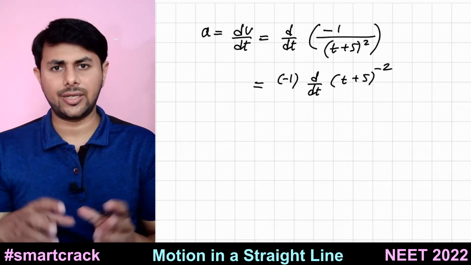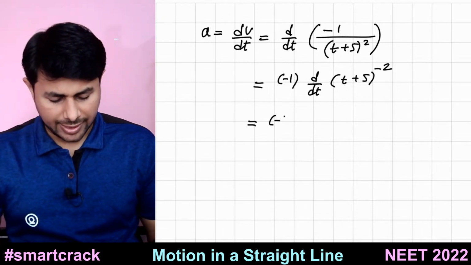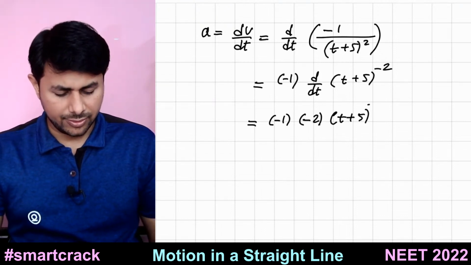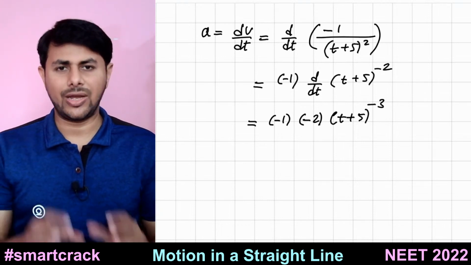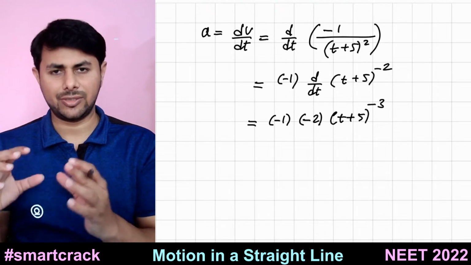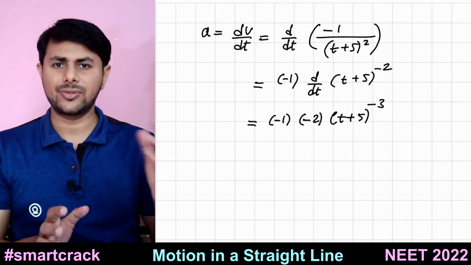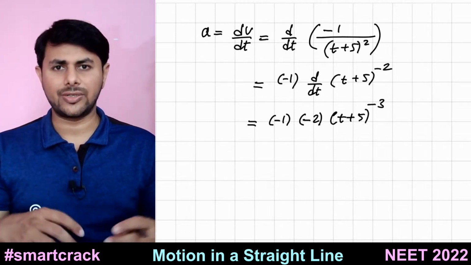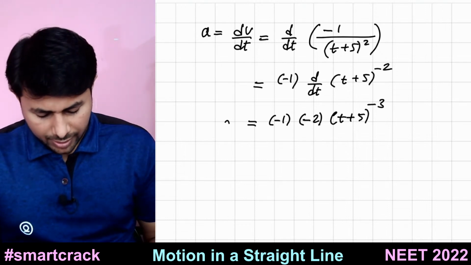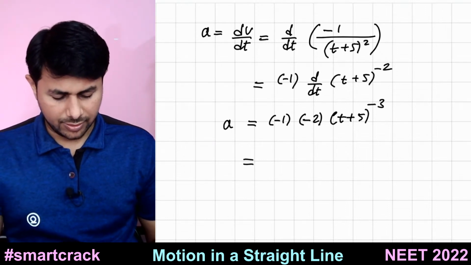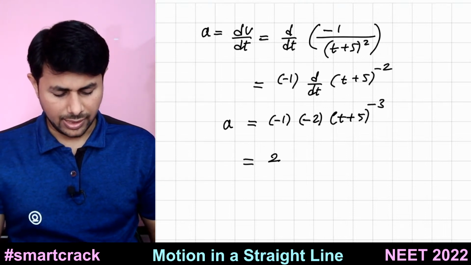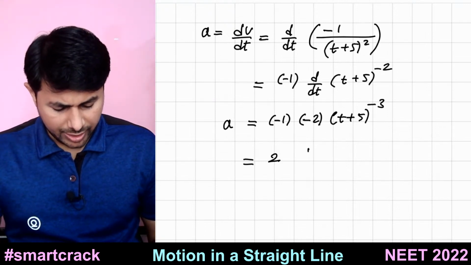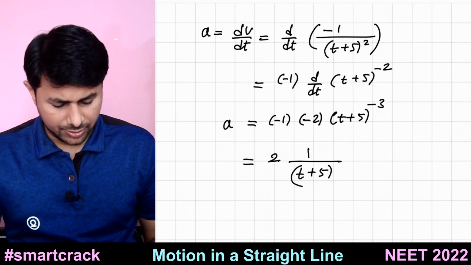Okay, so the value of n here is minus 2. So the derivative will be minus 1 multiplied by this minus 2 into (t plus 5) raised to minus 3. Okay, the value of n is minus 2. So it is n, which is minus 2, multiplied by (t plus 5) raised to n minus 1. n minus 1 is what? It is minus 2 minus 1, that's minus 3. Okay, so what do we get? So it is 2, since minus 2 times minus 1 is 2, and this can be written like what? It can be written like 1 upon (t plus 5) raised to 3.